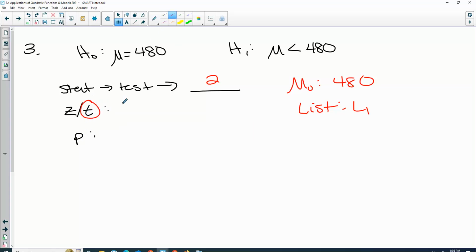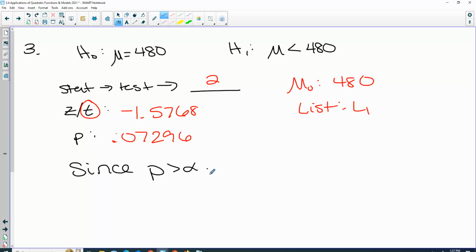So we are doing a t value. We get negative 1.5768. We get our p to be 0.07296. Then our conclusion. P, my alpha was 0.05. So is p bigger or smaller than alpha? Bigger. And if p is bigger than alpha, what does that mean? Okay, if I asked for a sentence explaining it, we would say there is not enough evidence to conclude students are studying less. Do you want us to write the list L1? Because I wrote the. You don't necessarily have to.